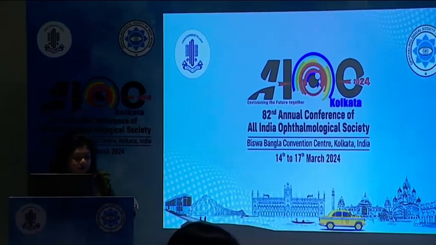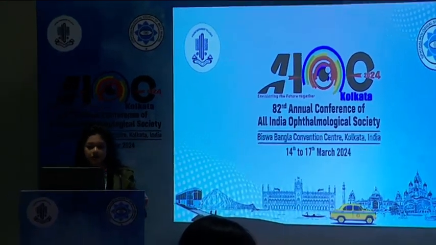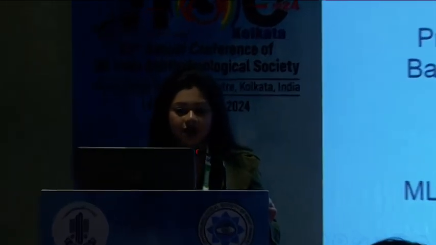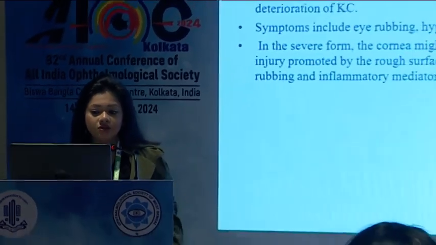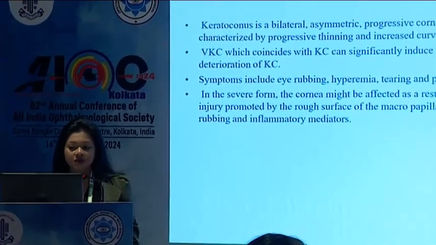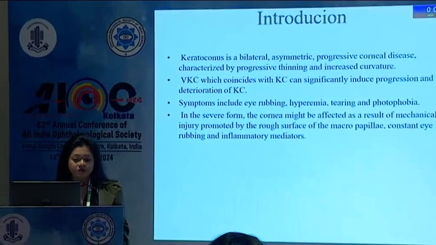Good morning, everyone. My topic for presentation is the case of keratoconus and its association with allergic conjunctivitis from a Pentacam perspective. Introduction. Keratoconus is a bilateral, asymmetric, progressive corneal disease characterized by progressive thinning and increased curvature. VKC, which coincides with keratoconus, can significantly induce progression and deterioration of keratoconus.